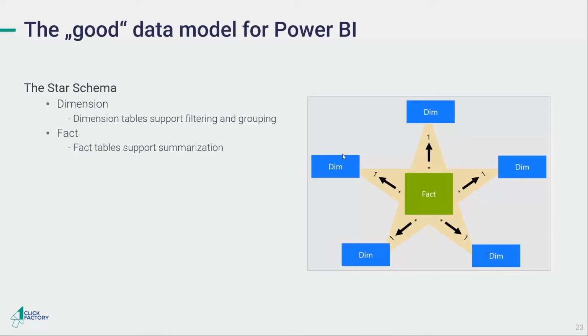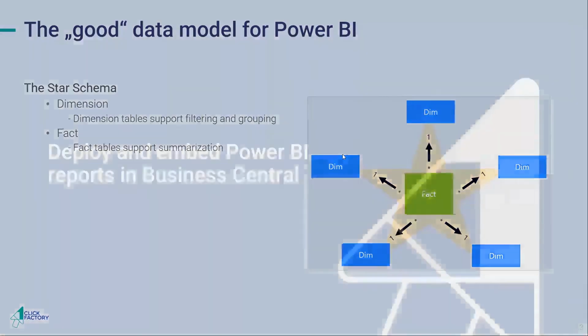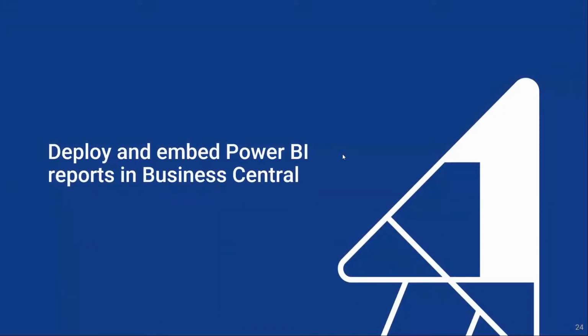Because in the end, a good data model is not necessarily the star schema you see here, where we have some fact table that has dimensions around it to filter and group your data, and fact tables support the summarization. Maybe it's not the perfect model, but I think it's quite a good one, and it's well explained why and when we should use this model. But it's really not possible to describe every aspect of having a good model in this webinar.